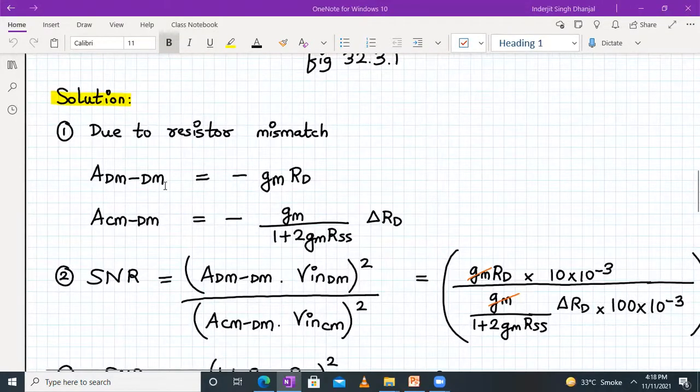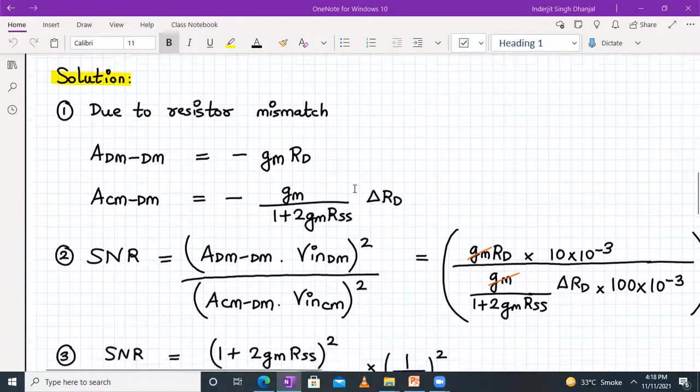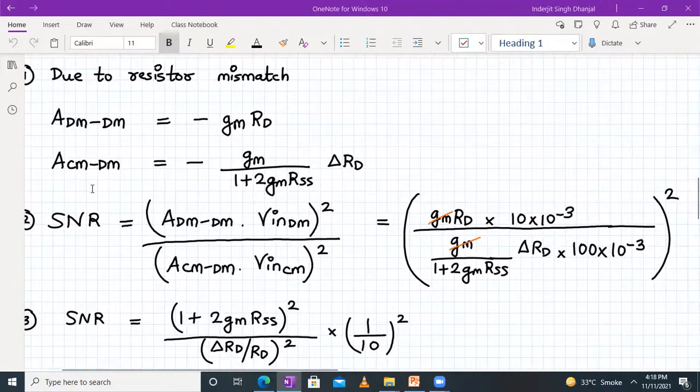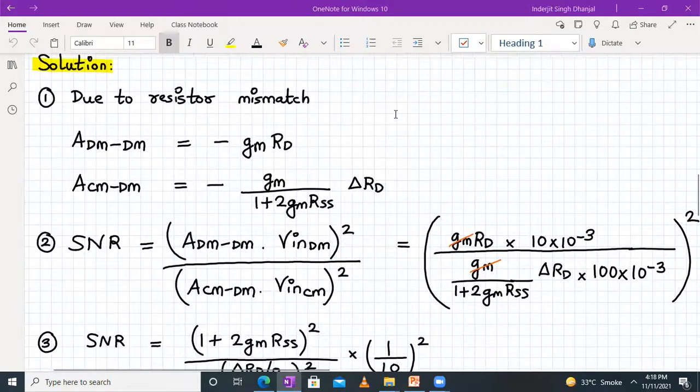Voltage gain due to differential input will be ADMDM, which will be minus GM into RD. Then we have ACMDM, which will be given by minus of GM divided by 1 plus twice GM RSS, into delta RD. If you're not comfortable with this, please refer to AVLSI handout 32.2, where we have explained how we got these formulas.